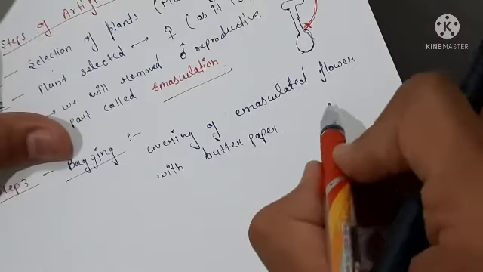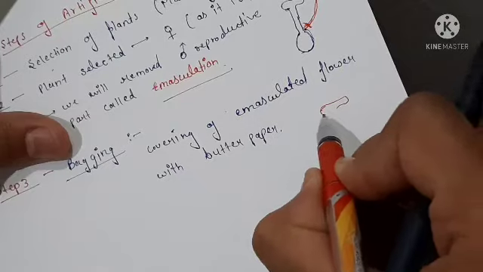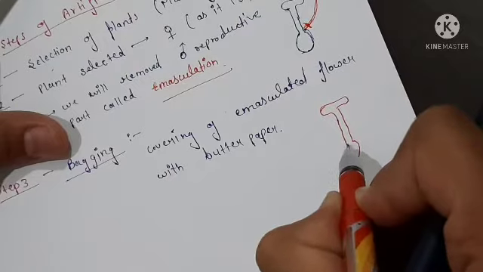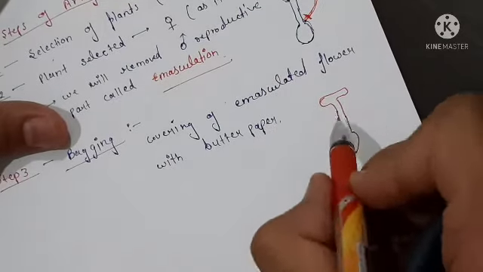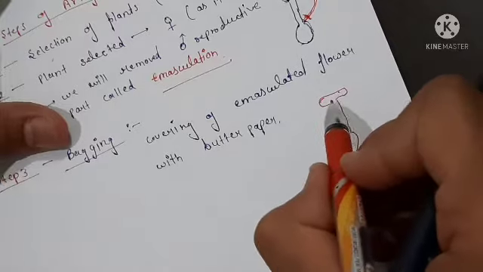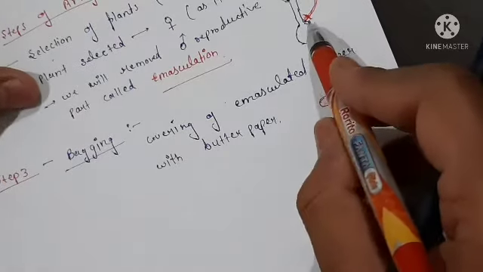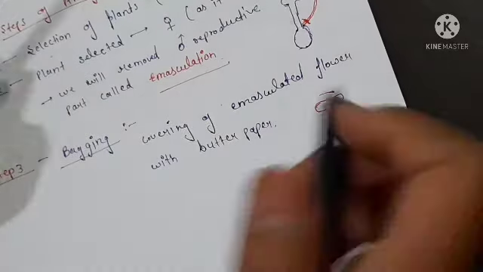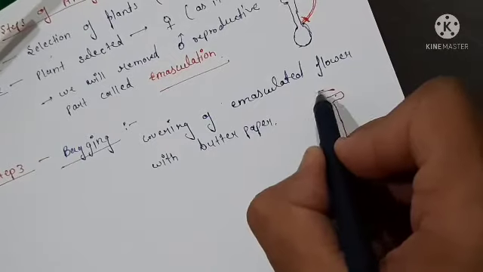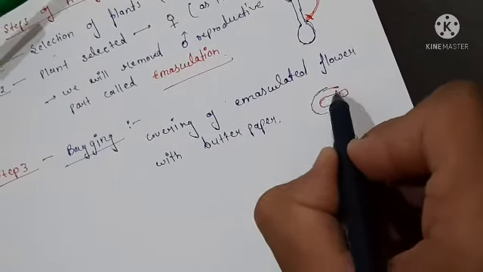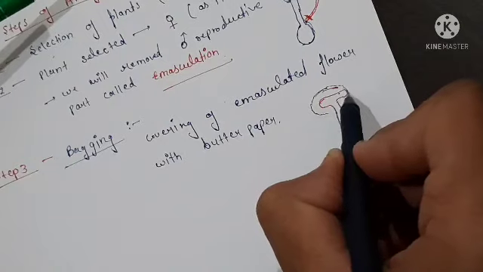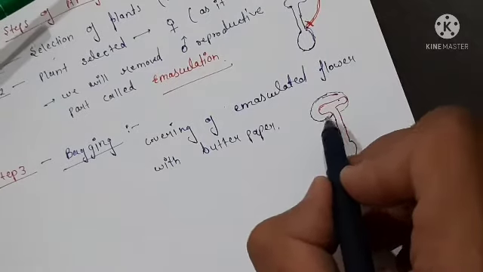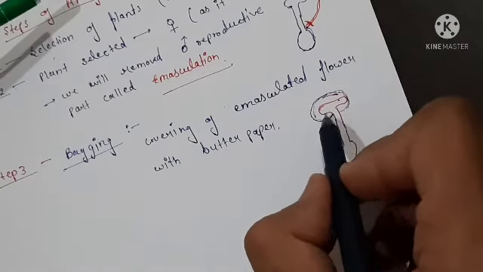What is bagging? This one is stigma, style, ovary. So in bagging, what will we do? In emasculation we remove the anther. After that, we will bag the female reproductive part. We will cover the stigma with butter paper.